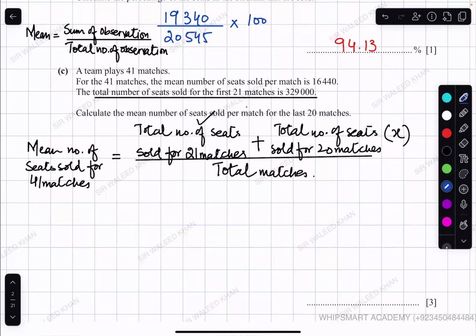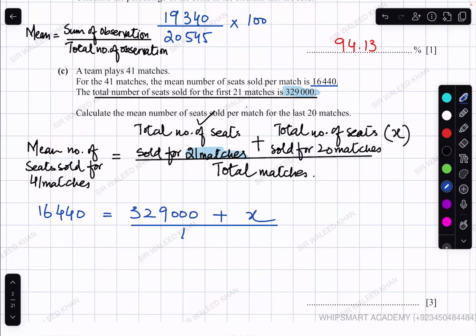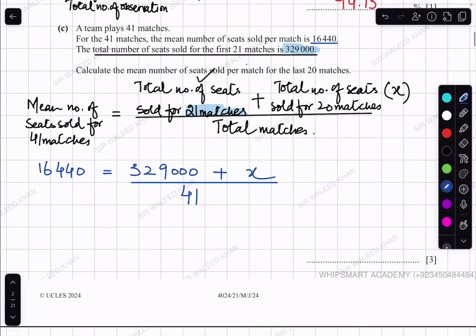The mean they have given to us is 16,440, is equal to, for the first 21 matches, they have given us information, which is this. For the first 21 matches, so 329,000 plus X. We don't have the data for this. Divided by 41, the total number of matches.